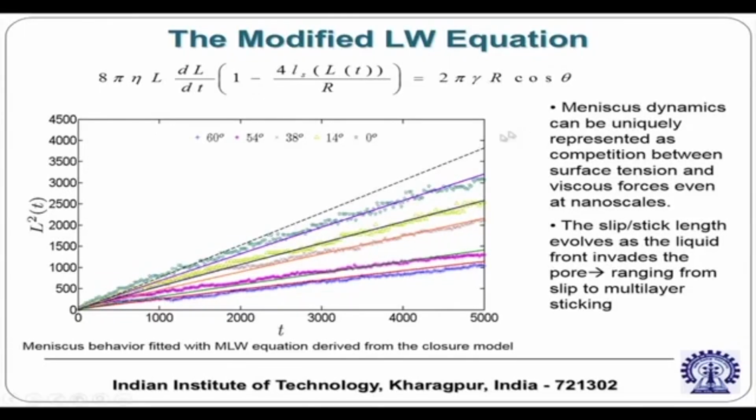Now with that variation, if you plot this theoretical estimation, that is the prediction, so if you integrate this equation now, you will get L as a function of t and then L square as a function of t. If you plot L square as a function of t, that is the firm lines, and the scattered data points are molecular dynamics simulations. You can see that there is such a nice match between the Lucas-Washburn model prediction and the molecular dynamics simulation.